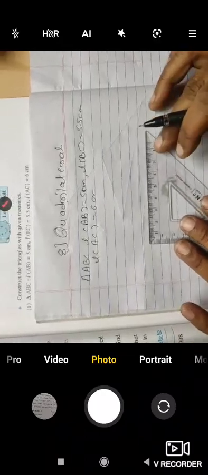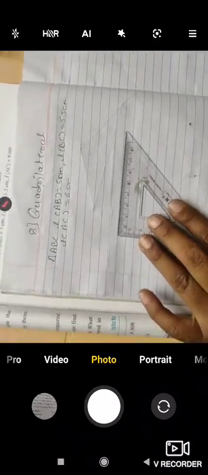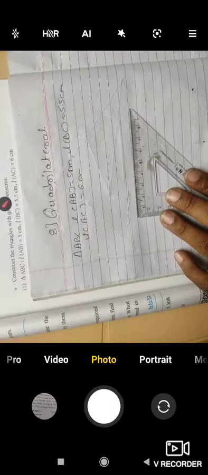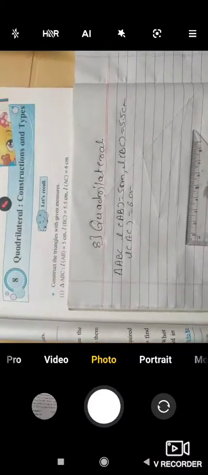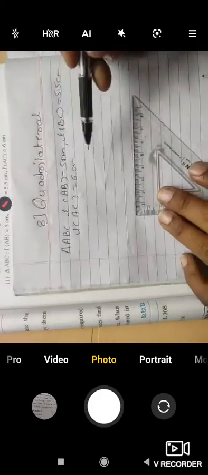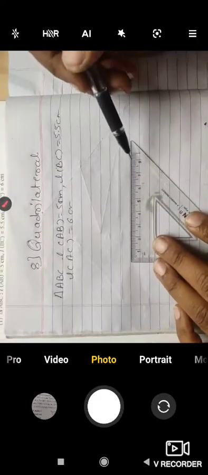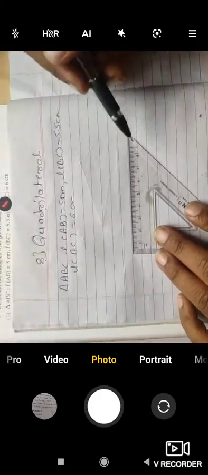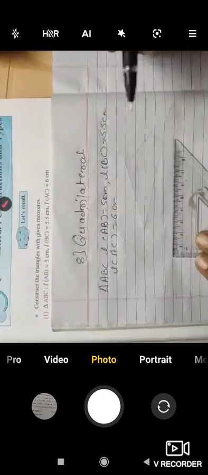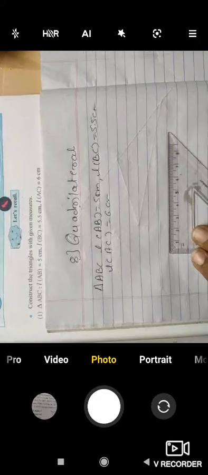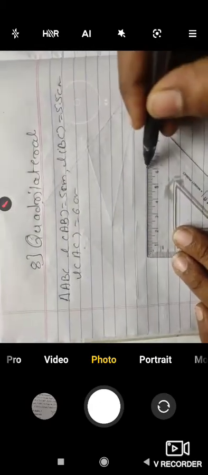Now I don't have the scale, so I am using the set square for taking the measures. And one thing is that I am using a pen here for construction, because the camera can't see pencil constructions properly. But you have to use the pencil only for construction and names, whatever is there. So first of all I will draw AC of measure 6 centimeter.